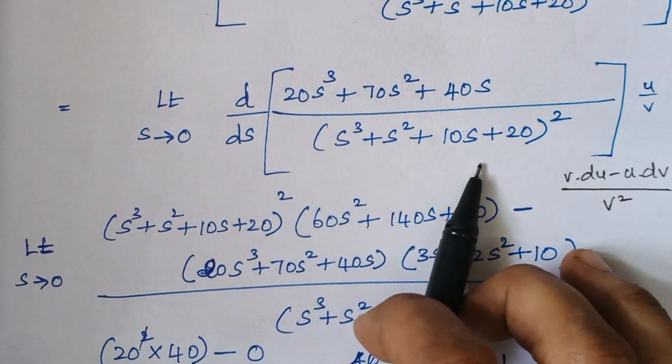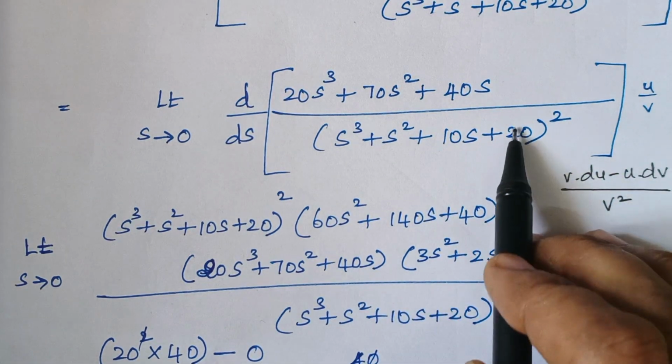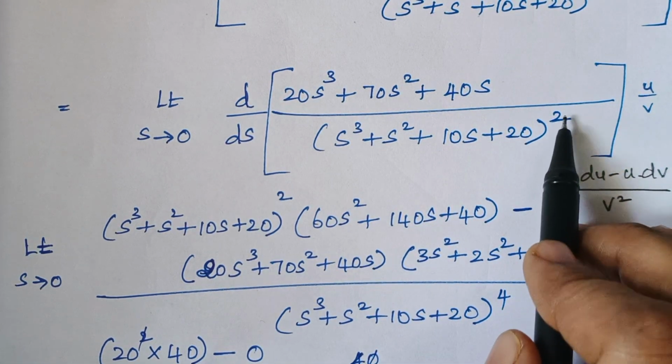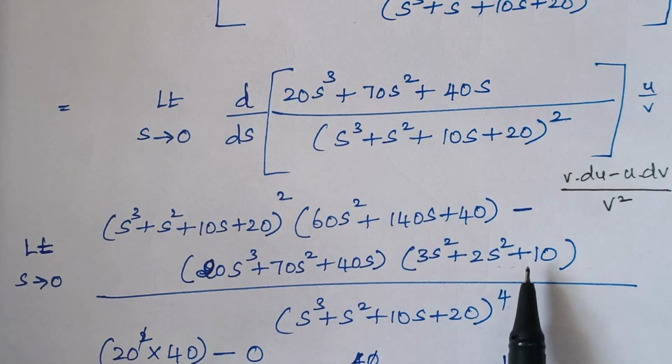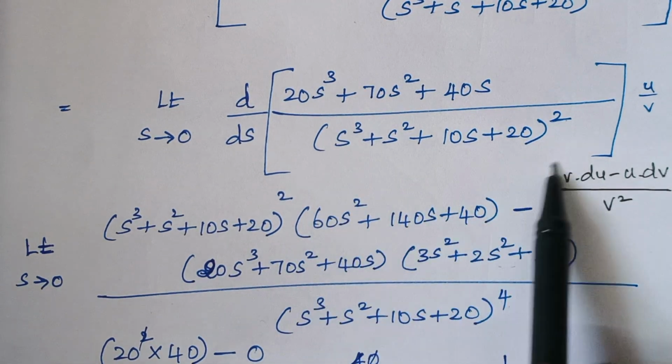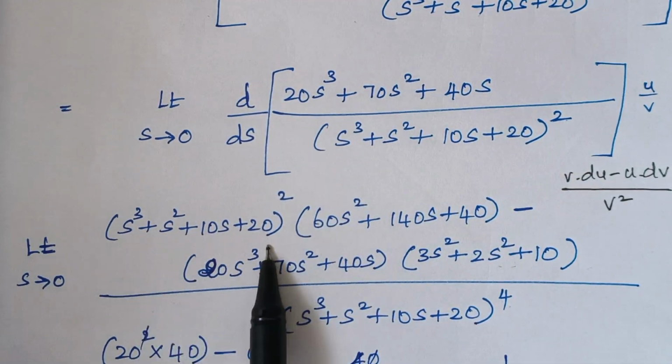So here the denominator term has to be squared. So already here there is a square. When you square this term, this becomes power 4. So here this is power 4. And again v into du. So what is the value of v? So this is your v. So write v as such and you have to differentiate the u term.